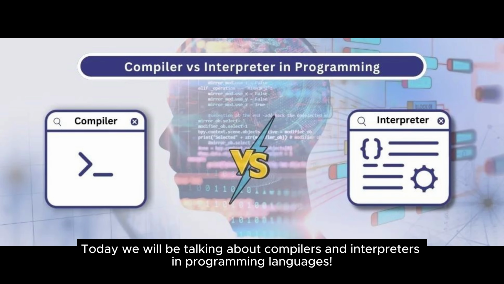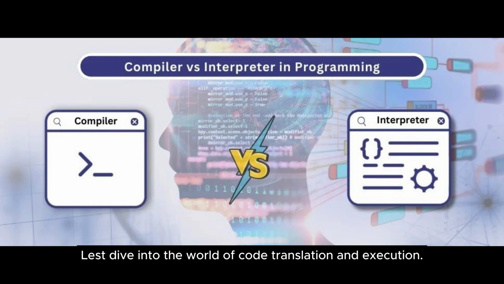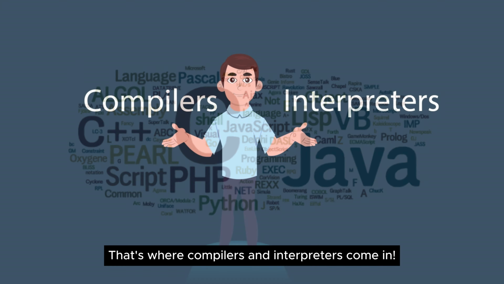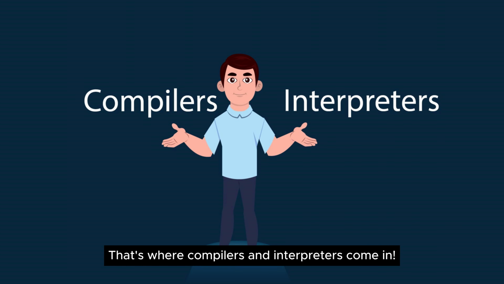Today we will be talking about compilers and interpreters in programming languages. Let's dive into the world of code translation and execution. Computer programs are built using high-level languages, but they need to be translated into machine-readable code. That's where compilers and interpreters come in.